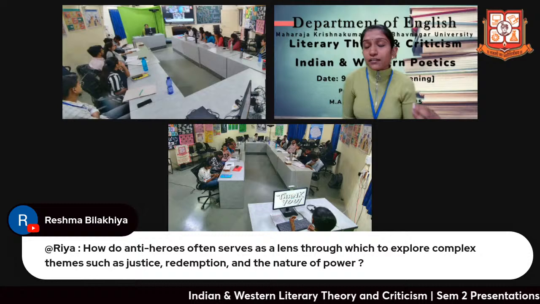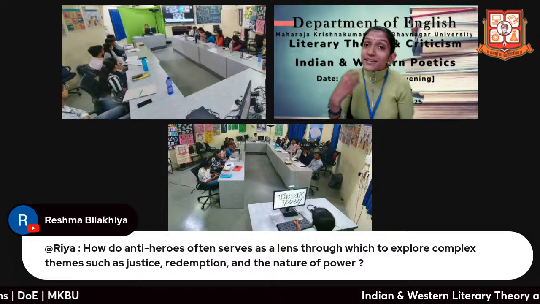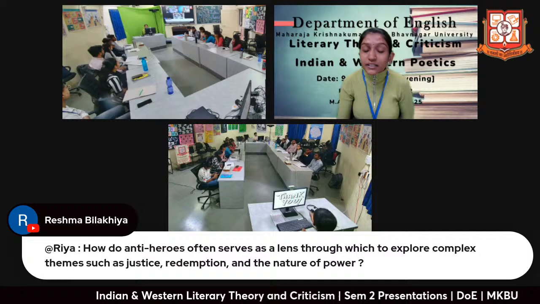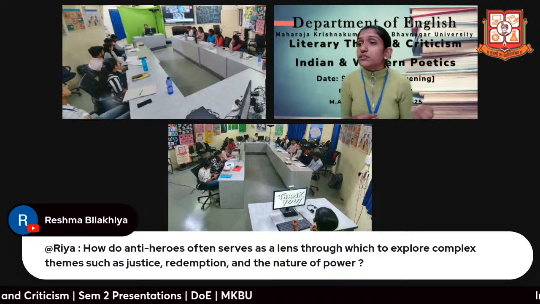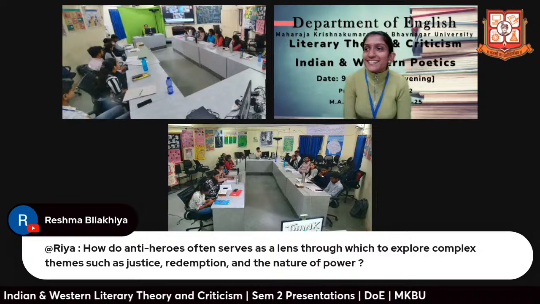And in contemporary times, we find that many anti-heroes become anti-heroes just because they are not getting their love, their jobs and their money. Also, we find that they understand what is right and what is wrong. Yes, for example, if we want to understand through a movie, we have the best example of Gangs of Wasseypur. Yes. So thank you. That is it from my side. Hope you enjoy.